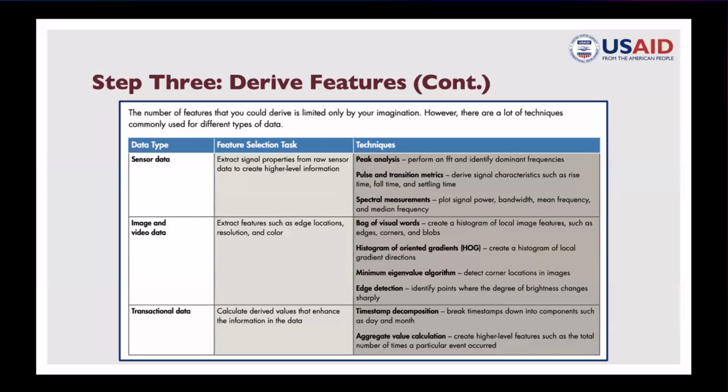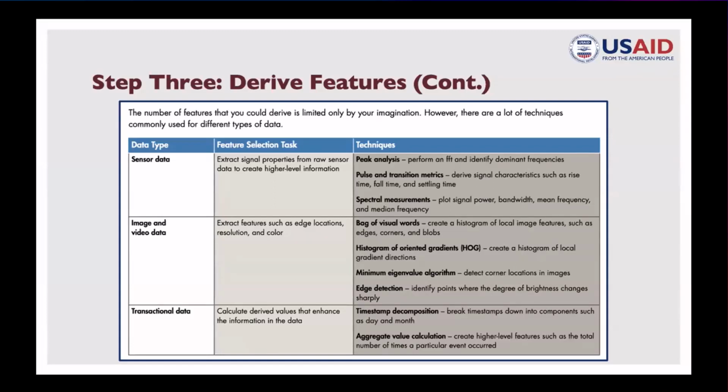For the techniques, it can be peak analysis, pulse and transition metrics, and spectral measurement. We cannot go into each of these techniques, but these are the possible techniques for us to perform feature selection if we have a sensor data set. If we have an image and video data set, what we do is edge location, resolution, or color. Possible techniques would be bag of visual words, histogram of oriented gradients or HOG, minimum eigenvalue algorithm, or edge detection.